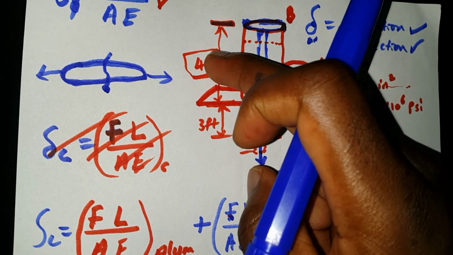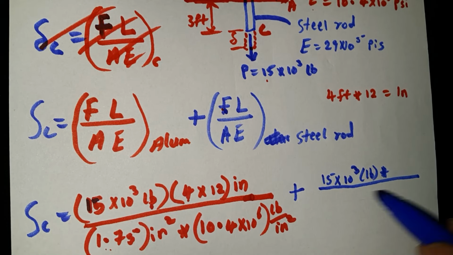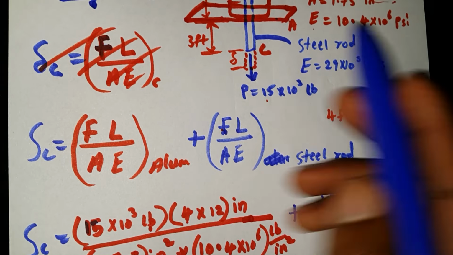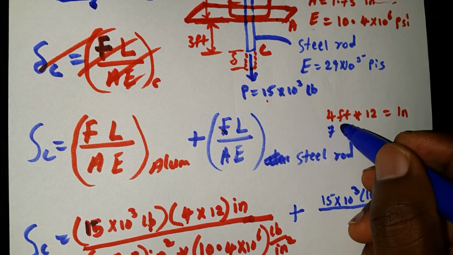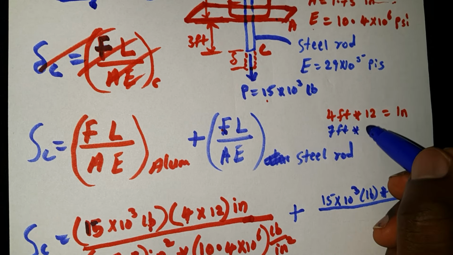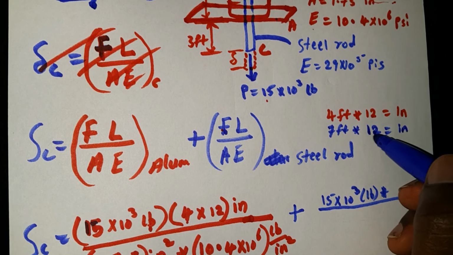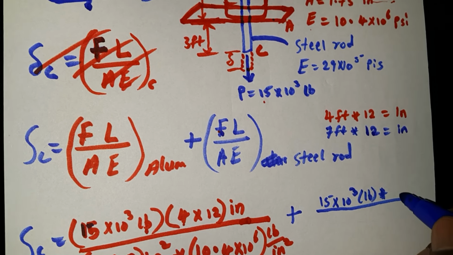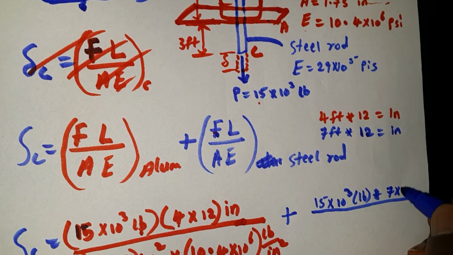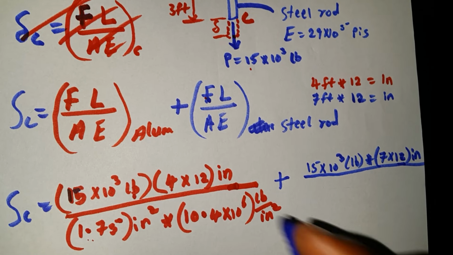4 plus 3 is 7. We found 7 feet, so we can't leave it in feet. We will try to convert it to inch by multiplying it by 12. So we say 7 times 12, which will give us inch. Okay, now the area.